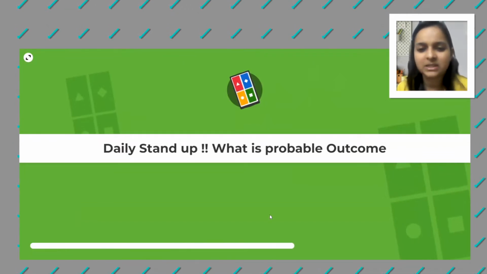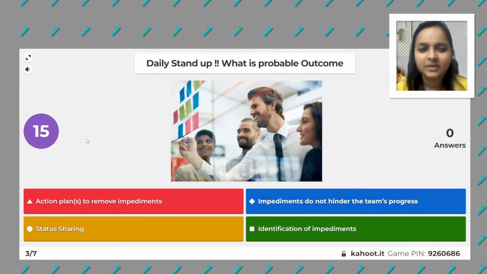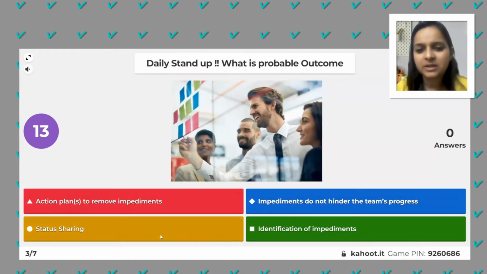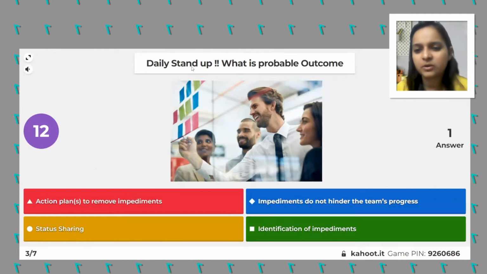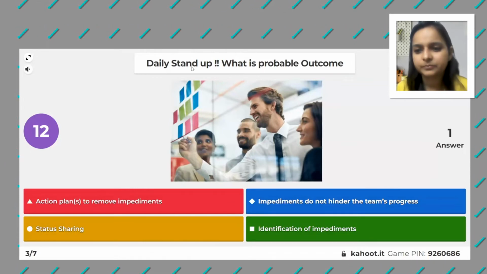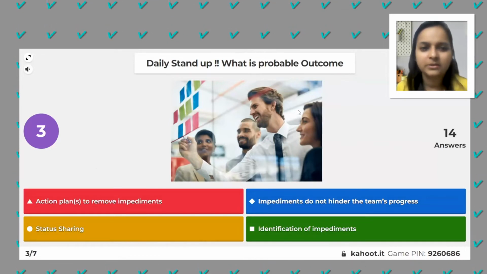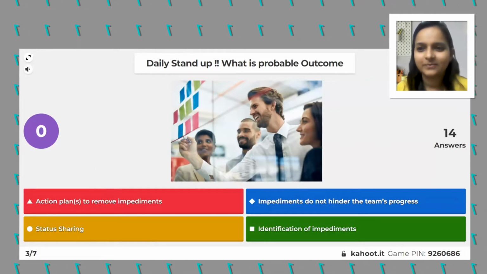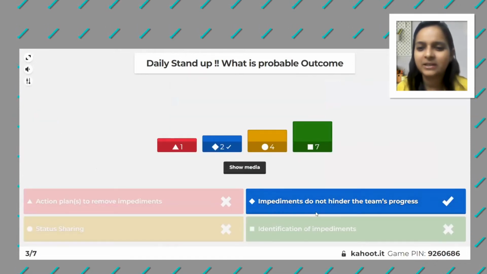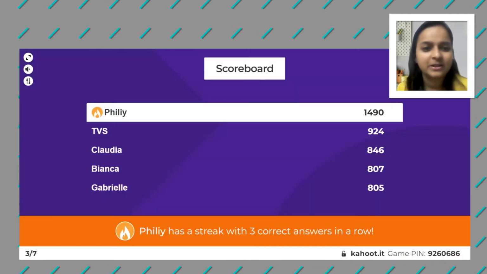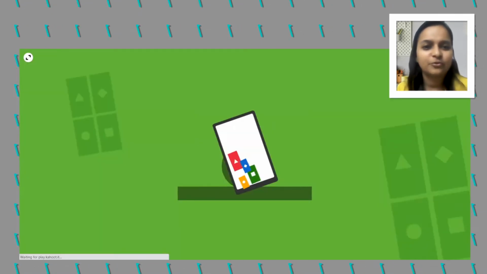I know everybody is coming from the Agile background here. Action plan to remove impediments, identification of impediments, status sharing, or impediments do not hinder the team progress. Time, 5, 4, 3, 2, 1. Okay, so impediments should not hinder the team progress. That is the outcome of our daily stand-up. It's not about getting the status. Philly is on fire.